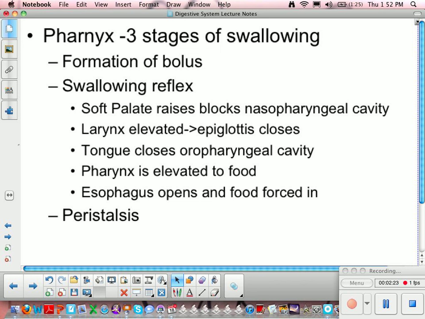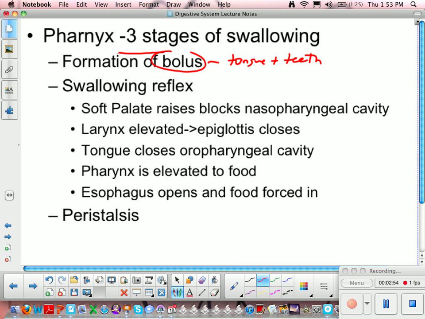The pharynx is where we're actually going to swallow the bolus. So the three stages of swallowing are formation of the bolus, and that happens with the tongue and the teeth forming that ball of food that we're going to swallow. And then the bolus actually gets forced into the pharynx.